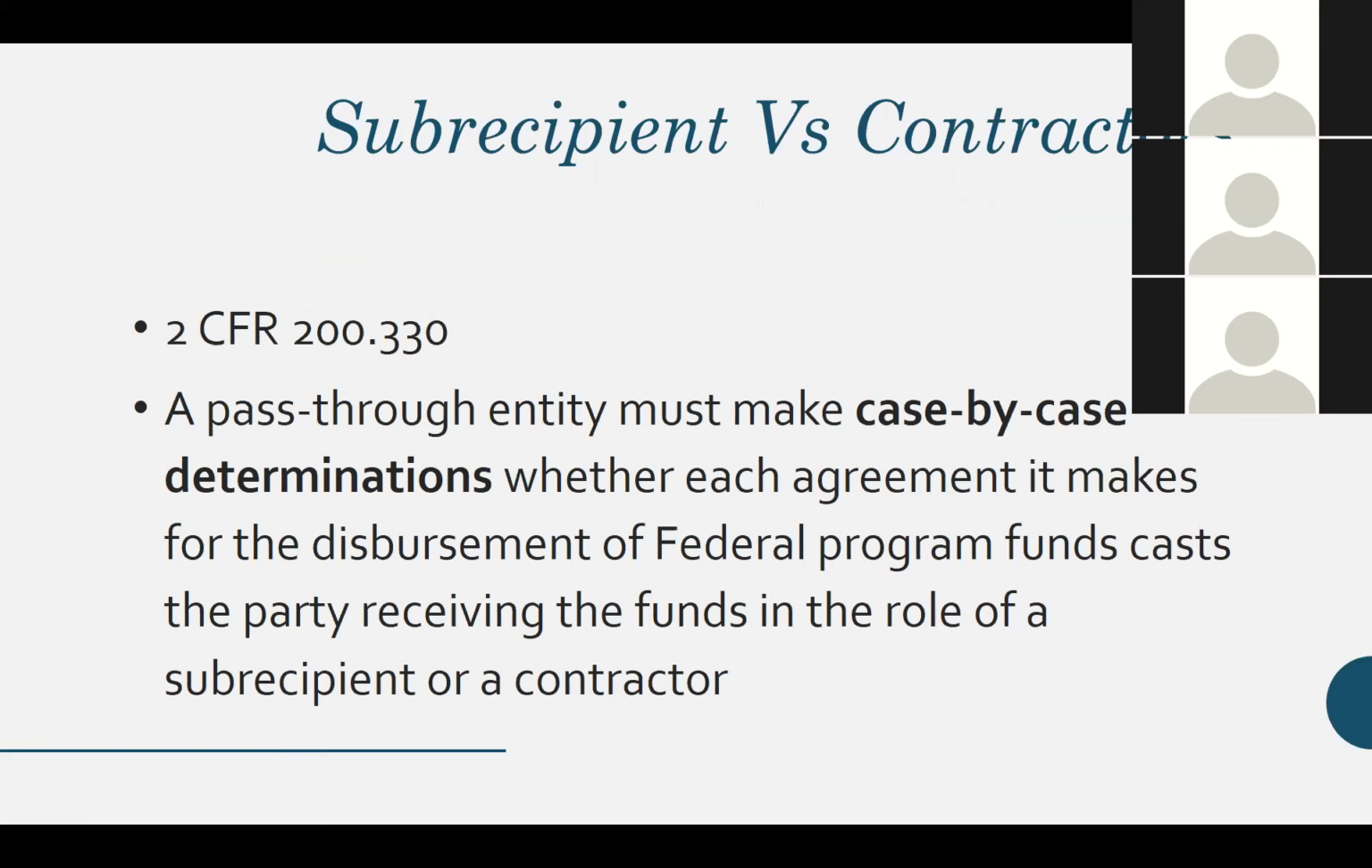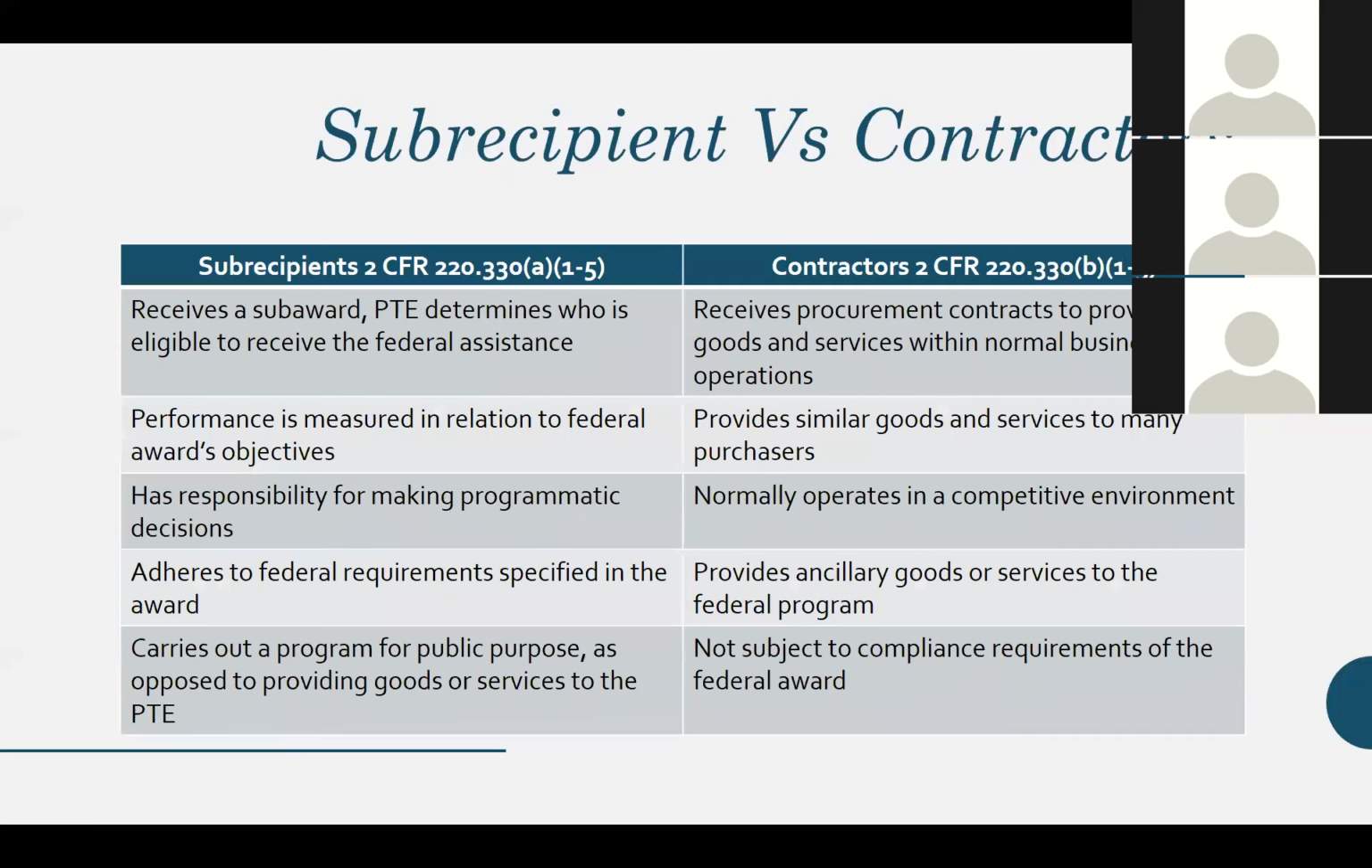So let's take a scenario where NIH has given an award to UVA, and now we are going to issue some sort of sub-agreement to another party. The pass-through entity, which in this example would be UVA, must make case-by-case determinations whether each agreement it makes for the disbursement of federal program funds casts the party receiving the funds in the role of a subrecipient or a contractor. And here is a breakdown. Literally, it's spelled out in the UG. If you go to 2 CFR 200.330(a), numbers 1 through 5, you'll find the left-hand column. If you go to (b) 1 through 5, you'll find the right-hand column.